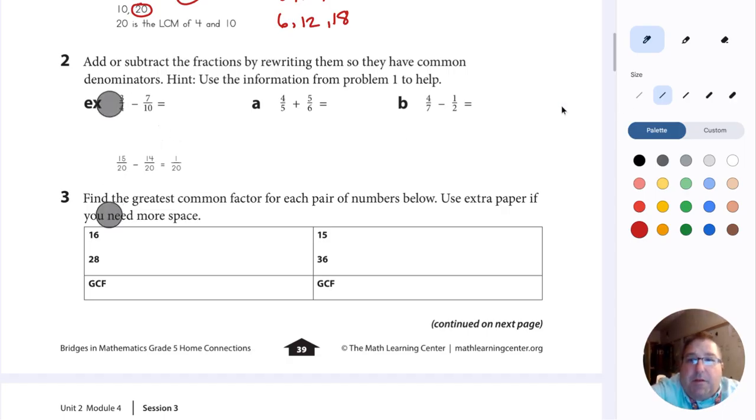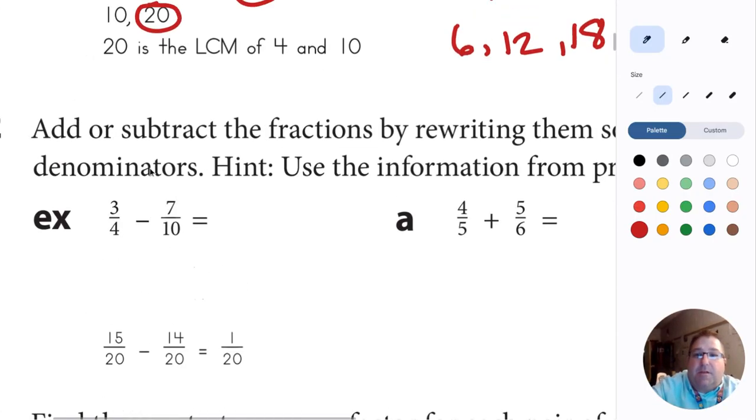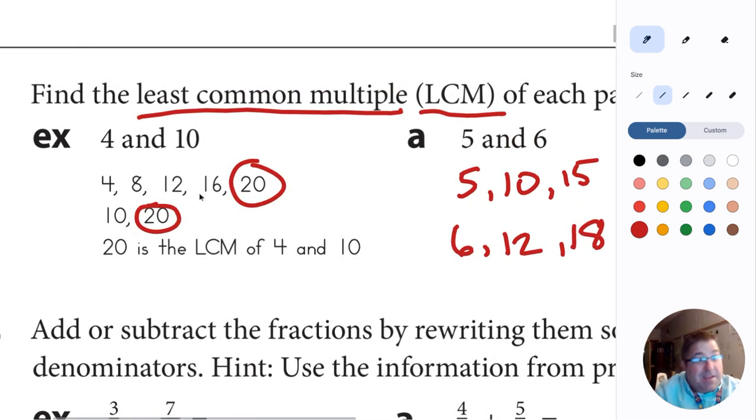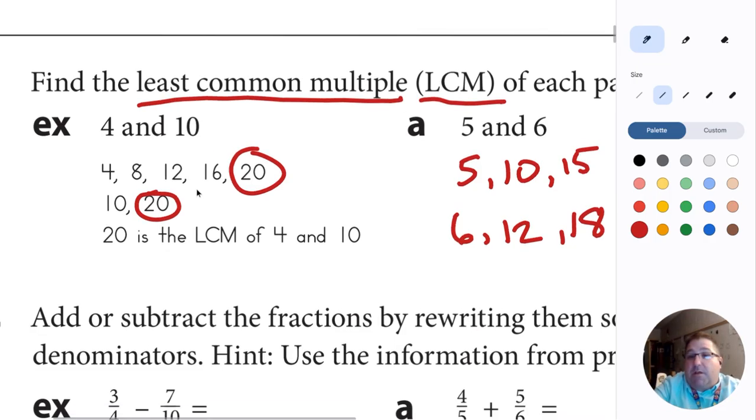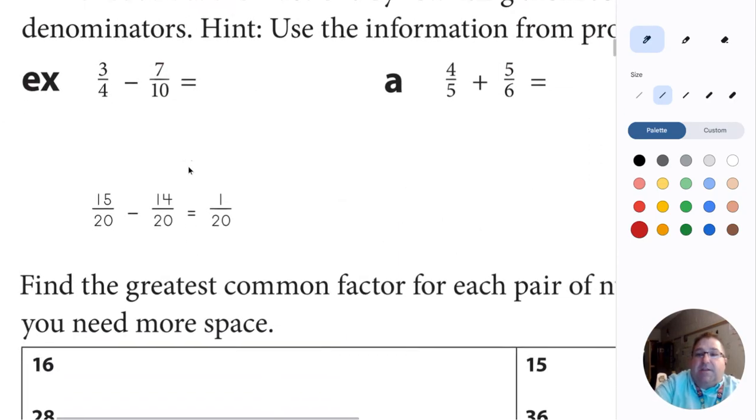So let's zoom in a little bit here. With 4 and 10, we see that 20 is the first common multiple. You know how we just had the LCM? That's why we do that in class. If I'm getting common denominators, the easiest, the smallest number is going to be the least common multiple. So we're going to use that idea: how can I get these as something over 20? Well, 4 times what is 20? 4 times 5.